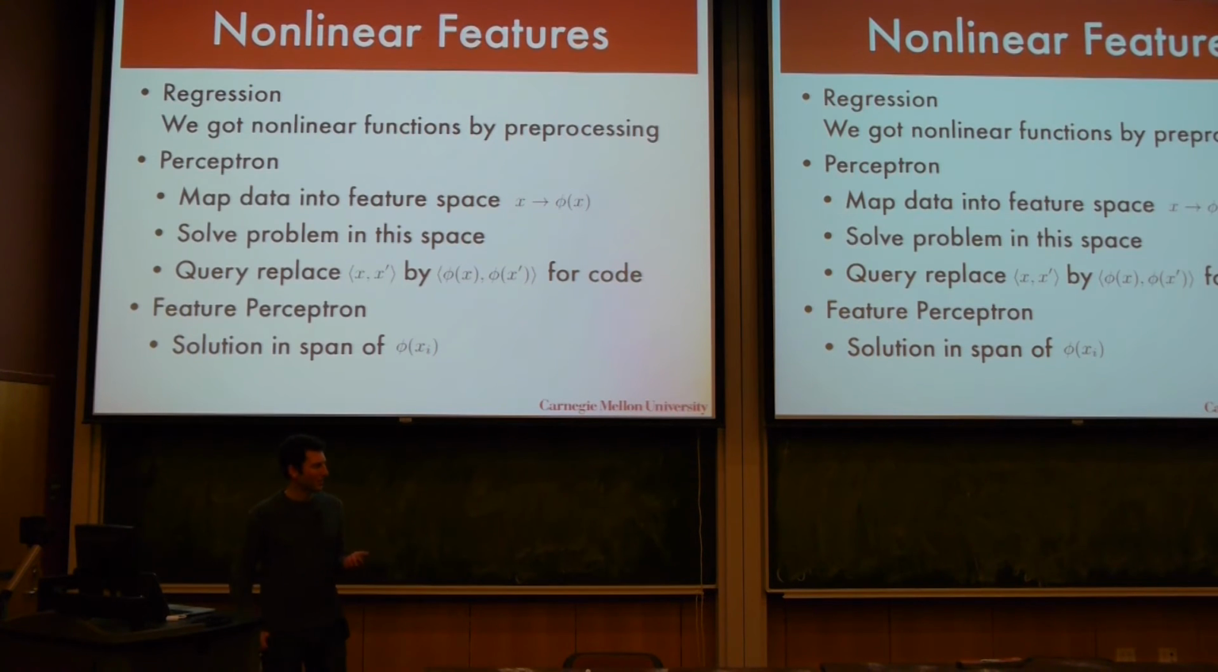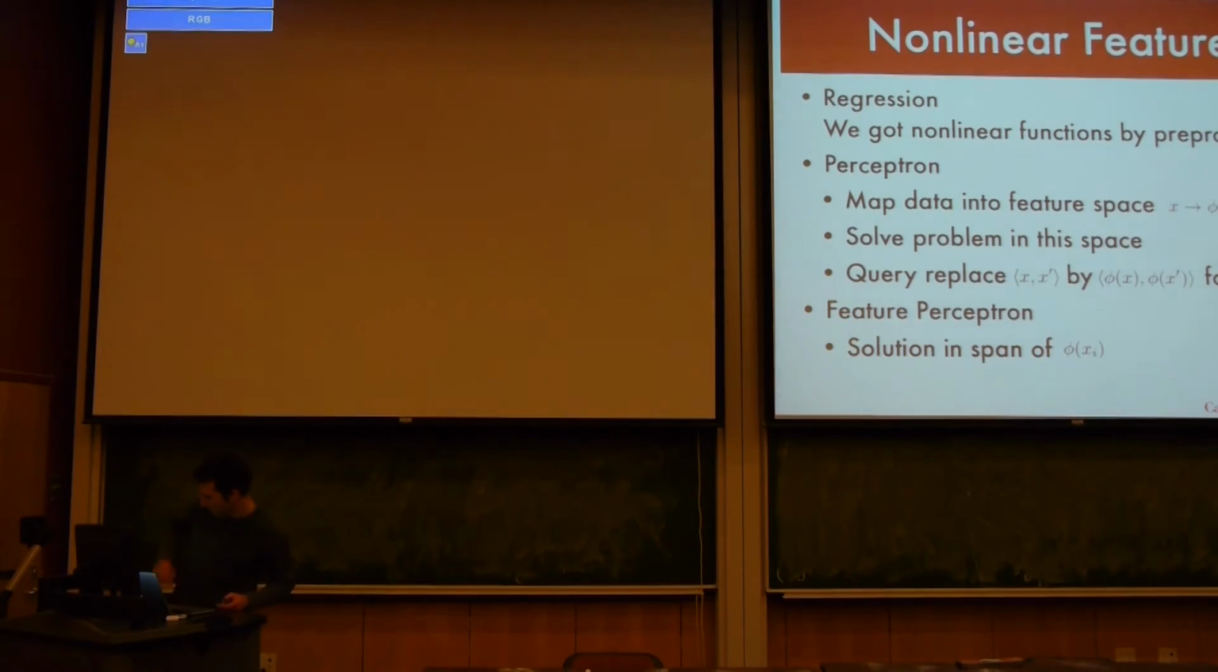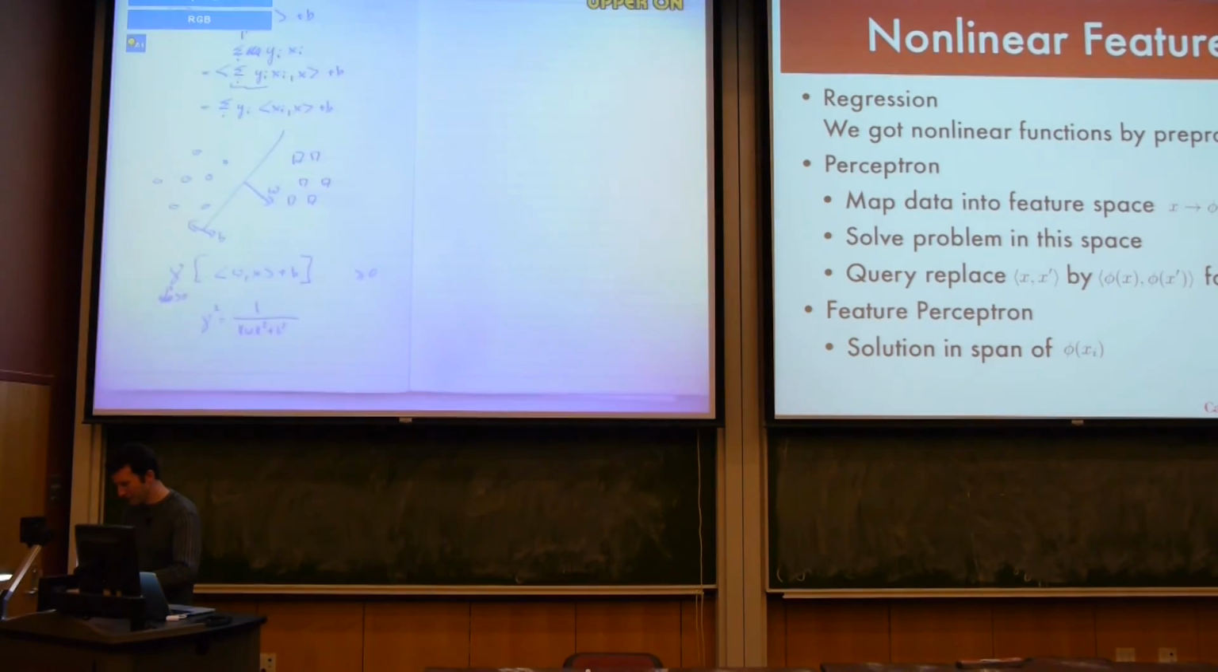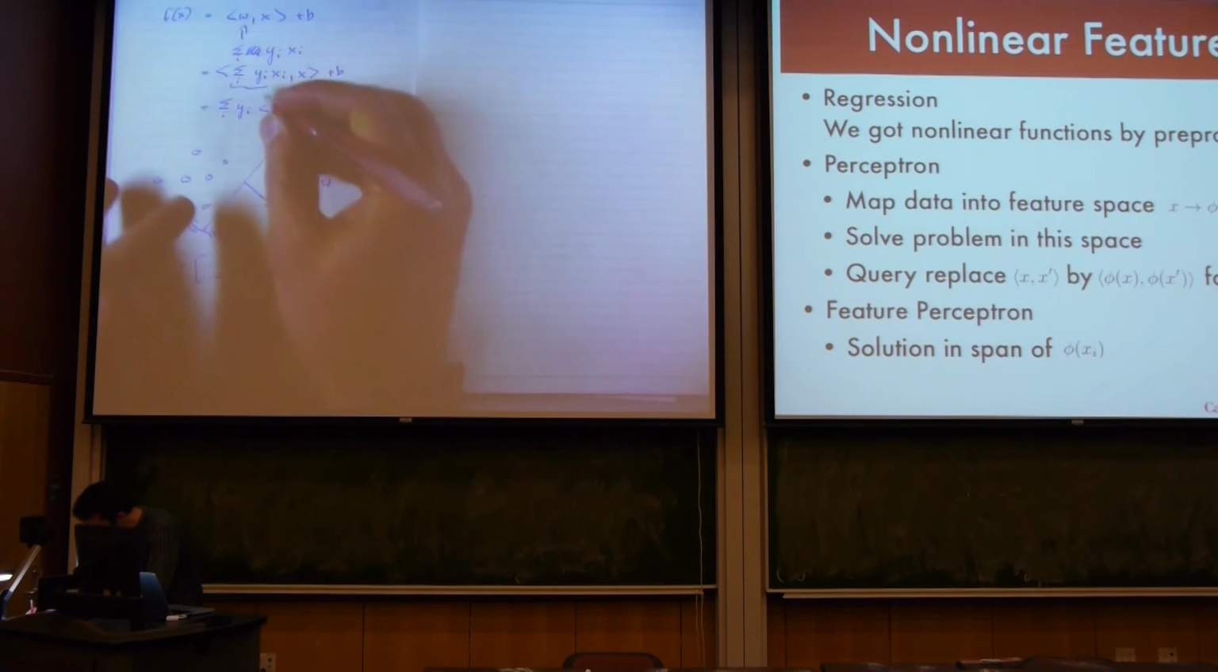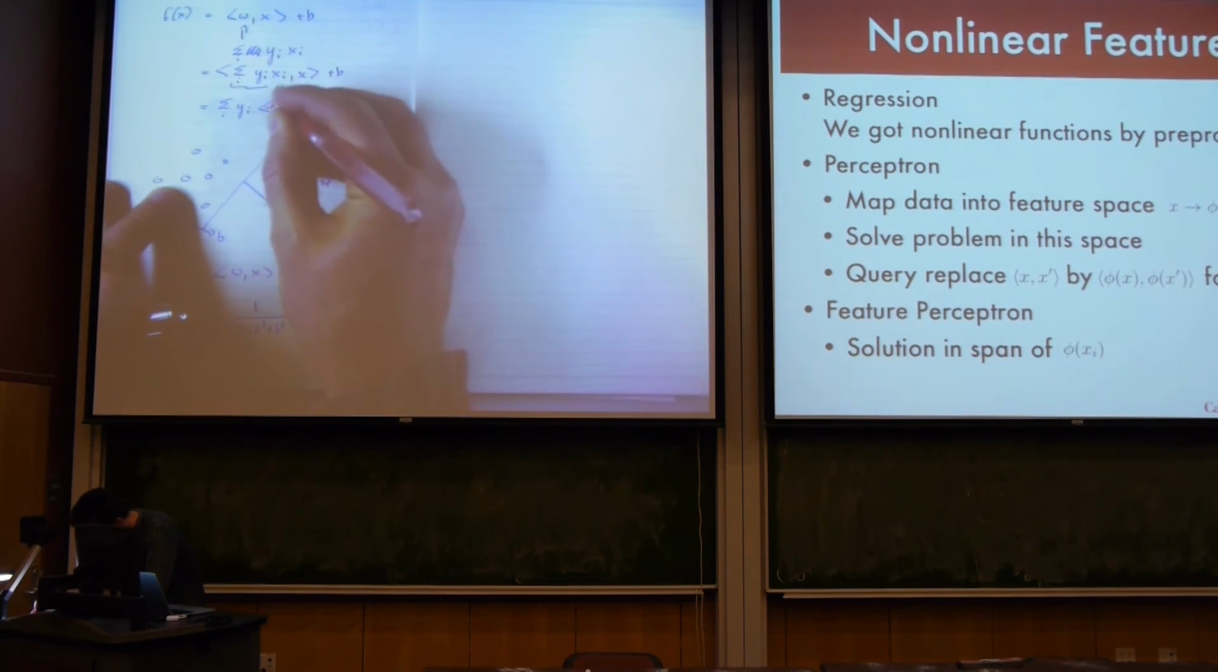And so one of the nice things that happens is that before, remember, we have this linear expansion thing, right? So this was what we had to do. So all we have to do is just replace xi by phi of x.